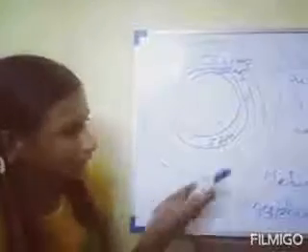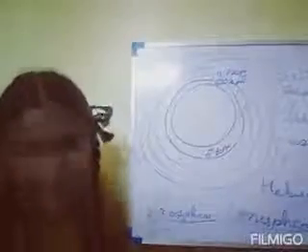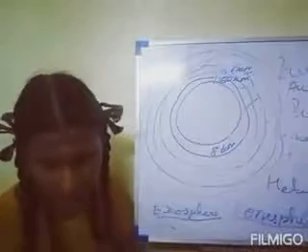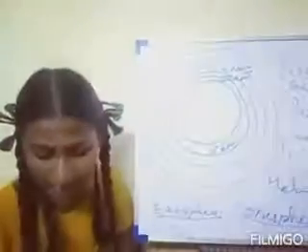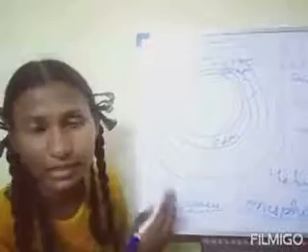Next, we know the layers. Now we go to weather and climate. The climate will change, and the weather also changes. We have many kinds of weather. Weather and climate are terms related to the atmosphere.